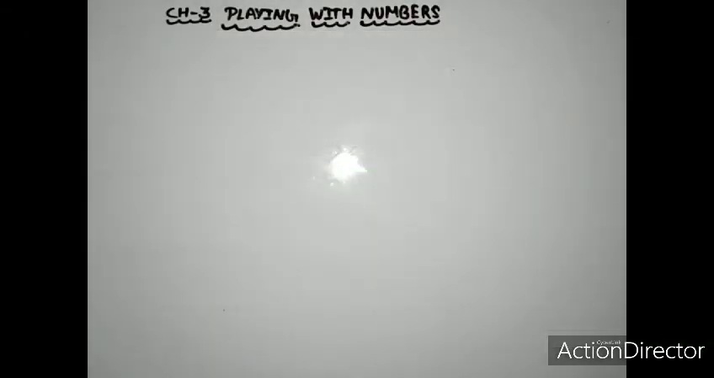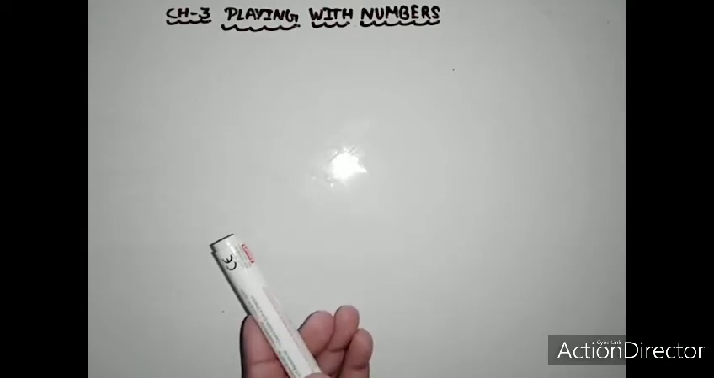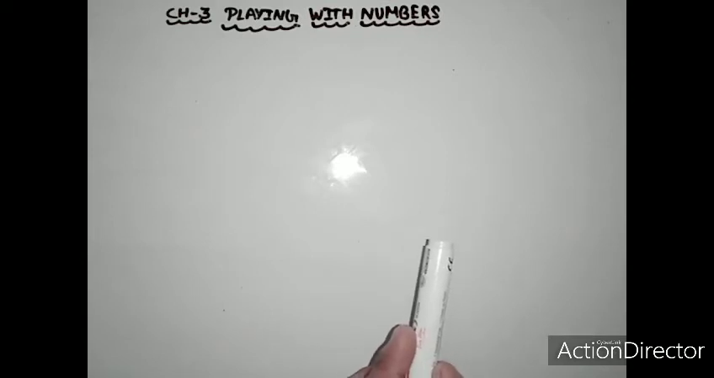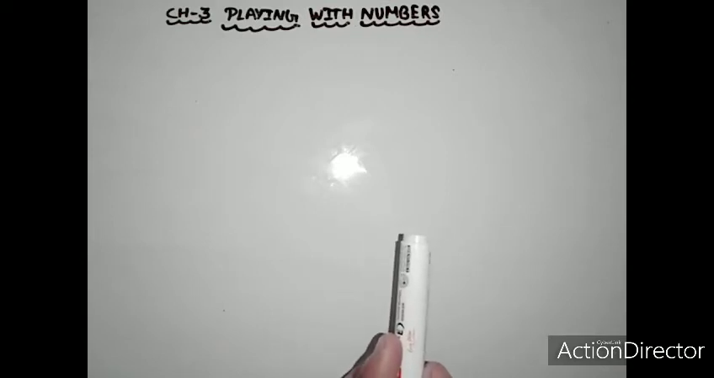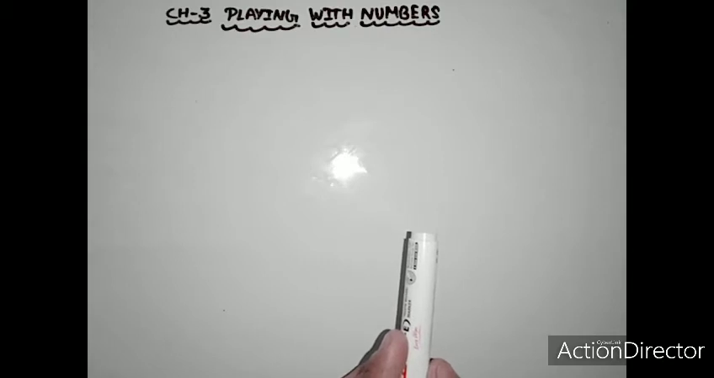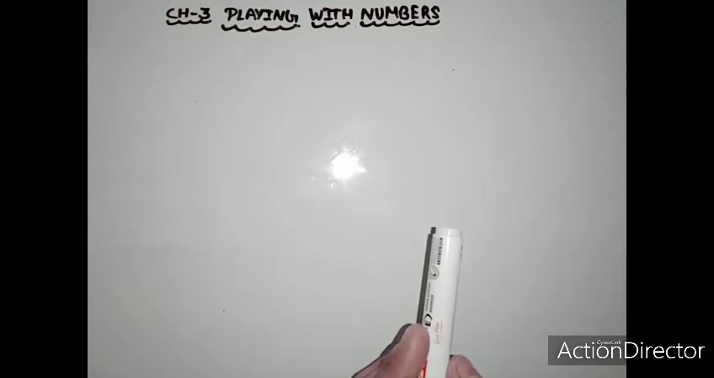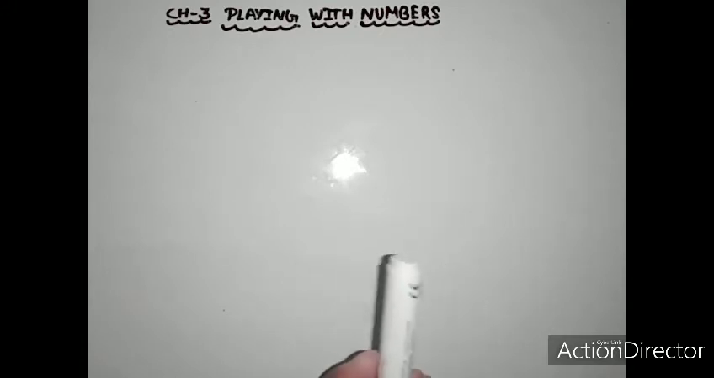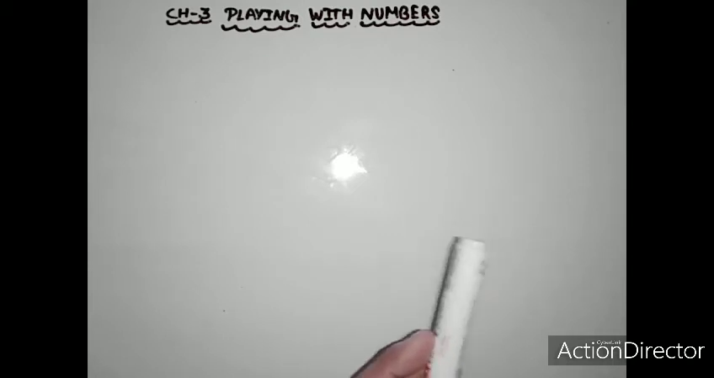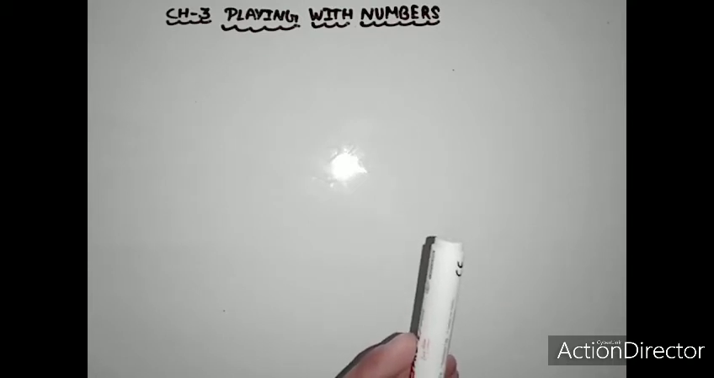Hello students, so in this session we'll learn about common factors and multiples. In the previous section we have learned about the factors and the multiples of a number. In this section we will look at the factors and the multiples of more than one number taken at the same time. Those factors or multiples which are common among the factors or multiples of two or more numbers are known as common factors or multiples.